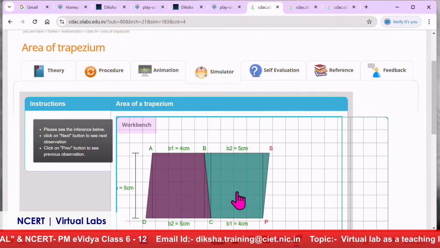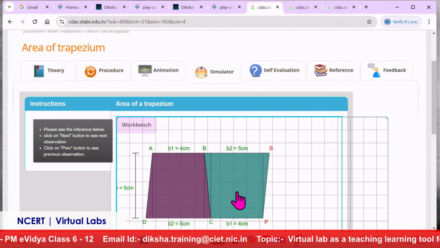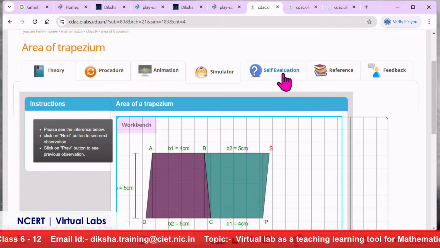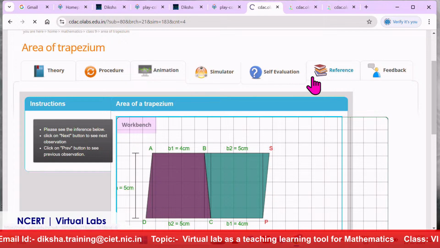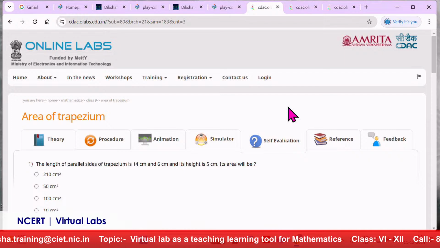So this is the experiment that we can experience here, and after that we can also see there are self-evaluation questions related to the topic.